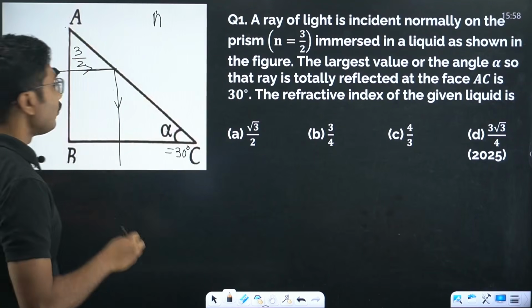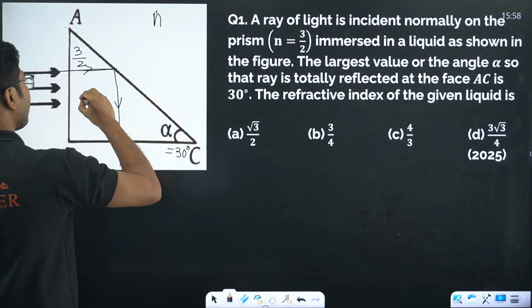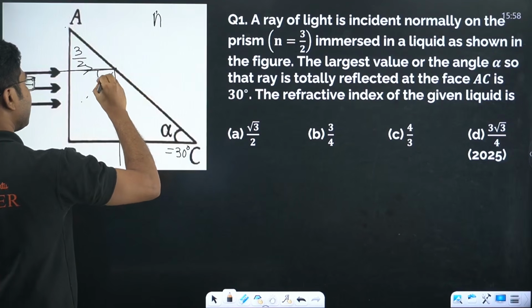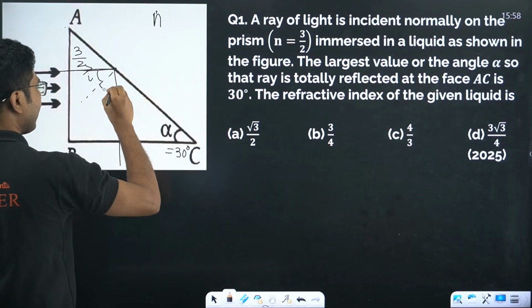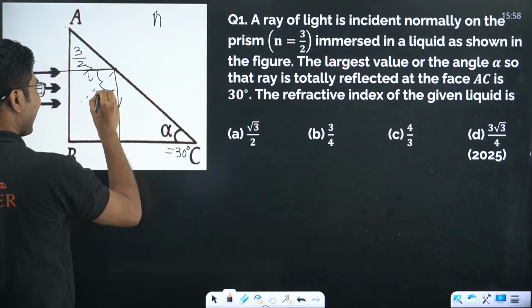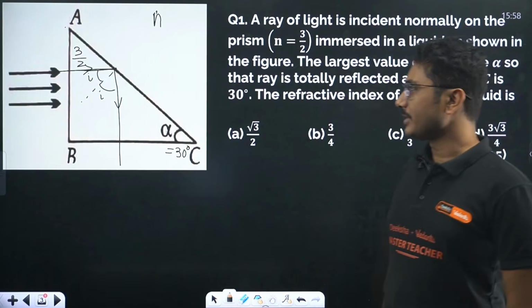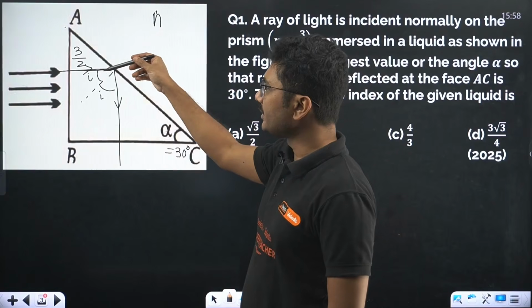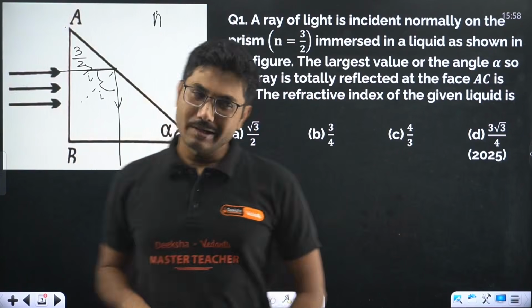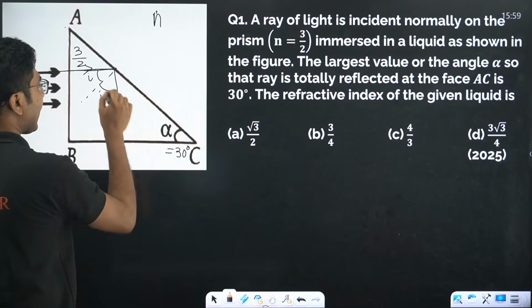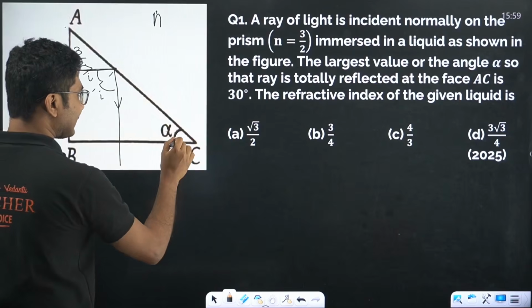Now how to find this? Obviously for that we have to find this angle of incidence i or angle of reflection, which is also the same as i. Why are both the same? Because they follow the law of reflection, and the law of reflection says that the angle of incidence should be equal to the angle of reflection. So that's why these two angles have to be the same. Now this angle is alpha.